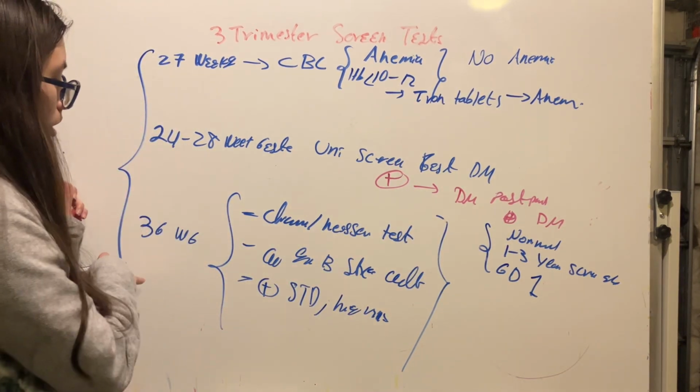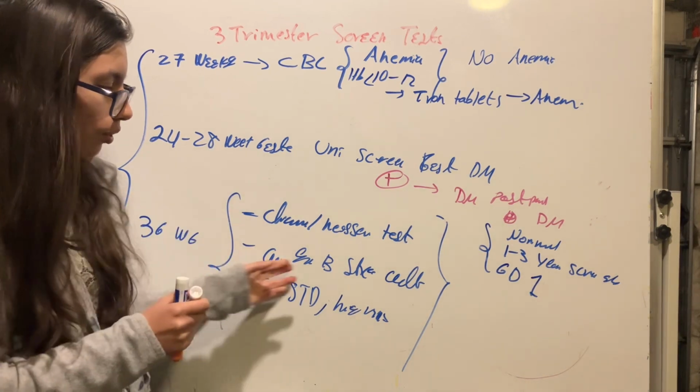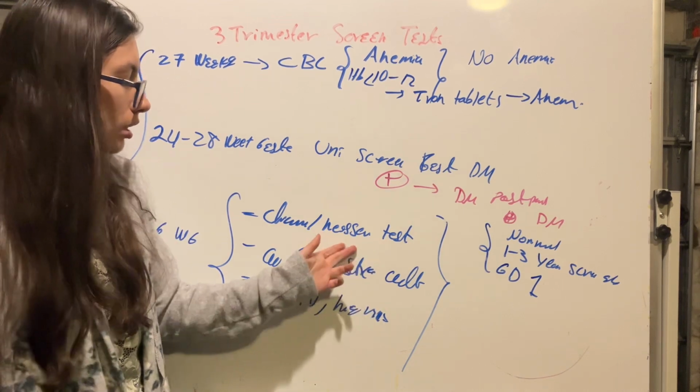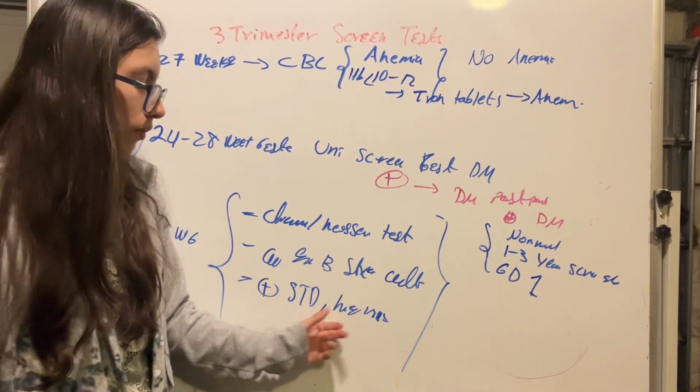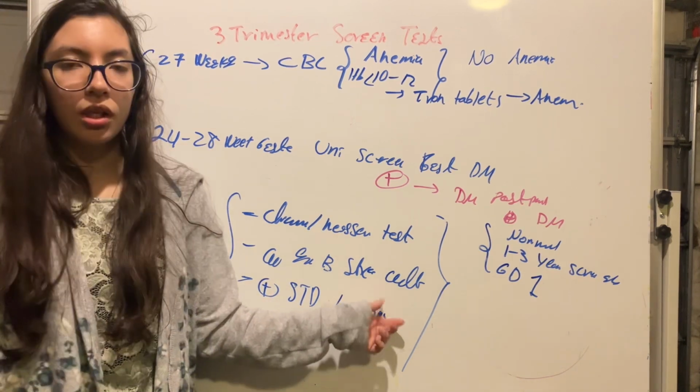Then at 36 gestation, we take culture for group B streptococci and also chlamydia, Neisseria tests, and if it is the case of a high-risk patient, or if it was positive for sexual transmitted disease, we do that again.